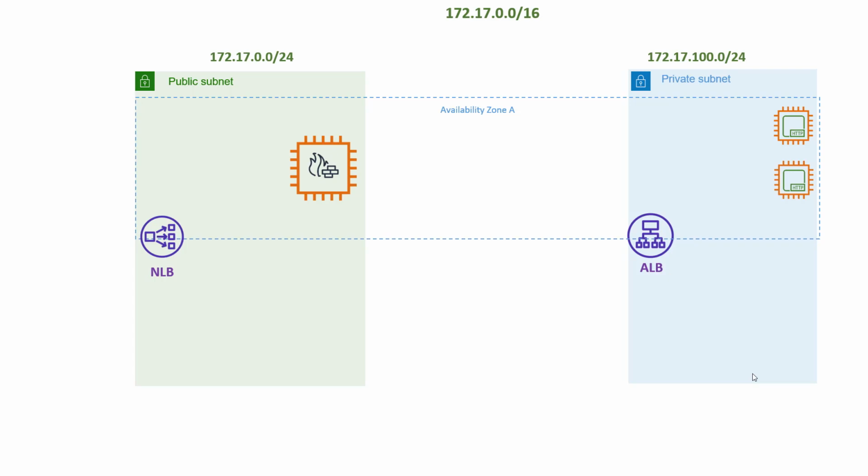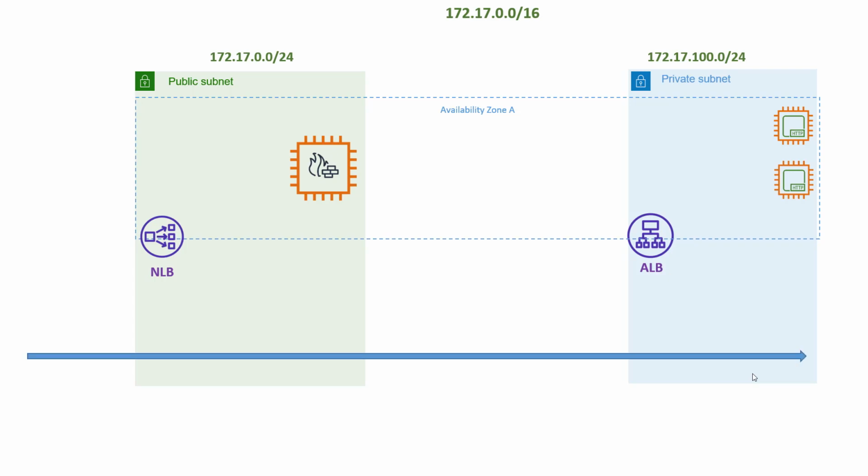Now, before we get to the packet walkthrough, I do want to correct one thing I said mistakenly earlier in this video, is that packets are not unchanged when they hit the NLB. When they hit the NLB, there is a destination NAT. All right, let's take a look at a packet from the internet destined for one of the web servers.